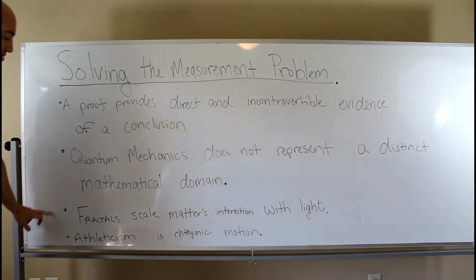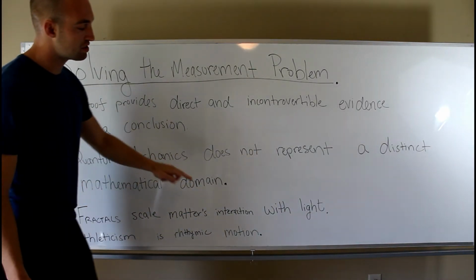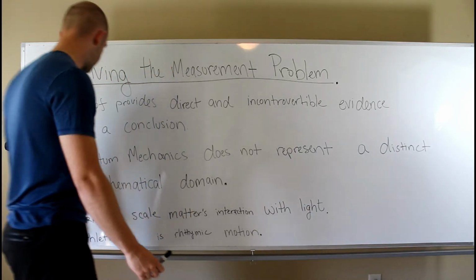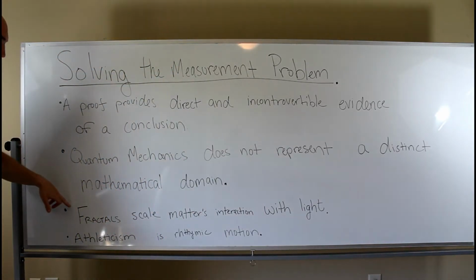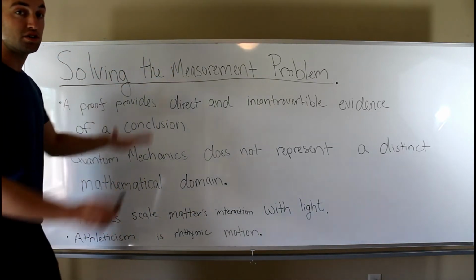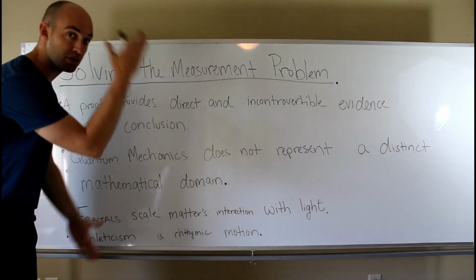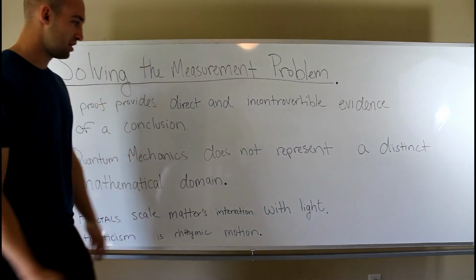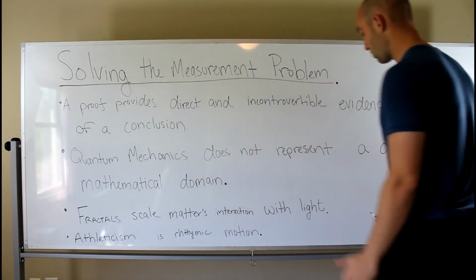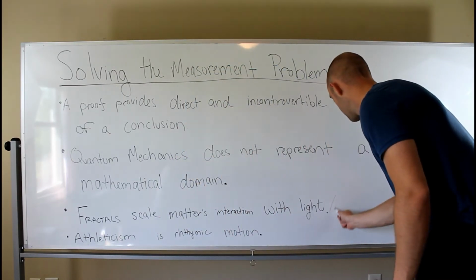And so the third statement I have is fractal scales matter in interaction with light. A fractal is a mathematical object that is independent of scale. Its structure looks the same no matter how small or how big it is. This is, again, I really don't know the mathematician well, but this is Mandelbrot, I believe.